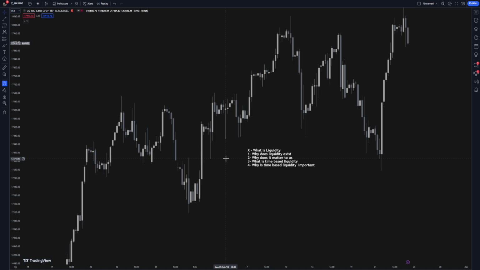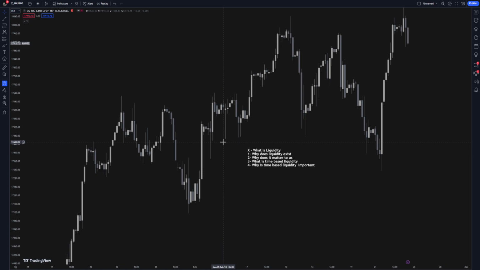And the algorithm tends to target them. Now, obviously, the algorithm has many more things to do, such as rebalance price or move price into a discount level or premium level, because obviously institutions don't want to buy expensive things. They like cheap things. That all links into liquidity.